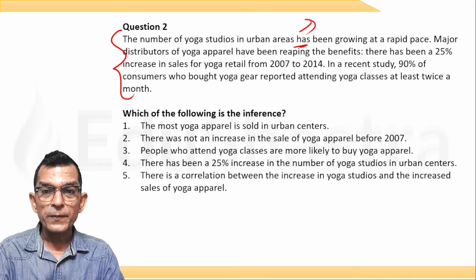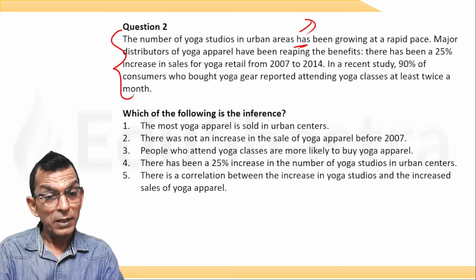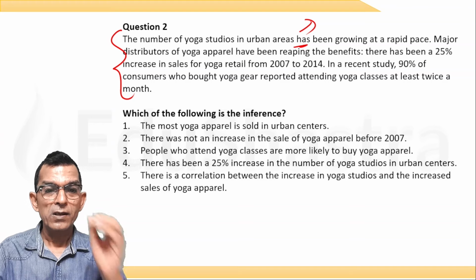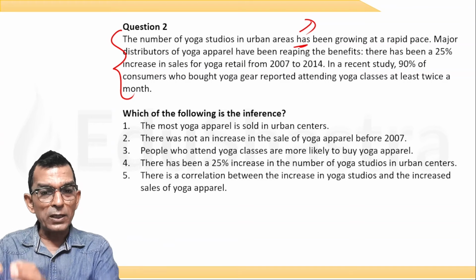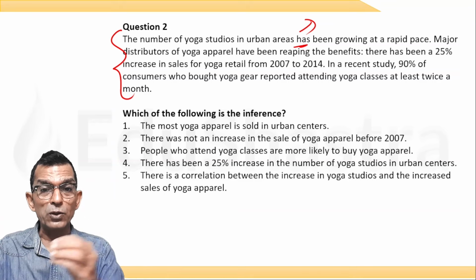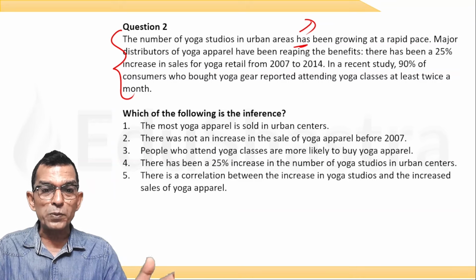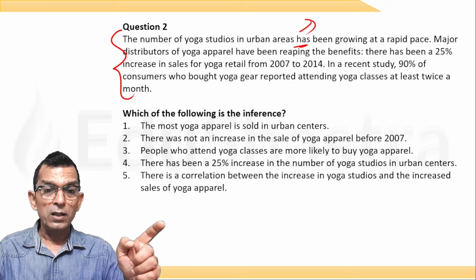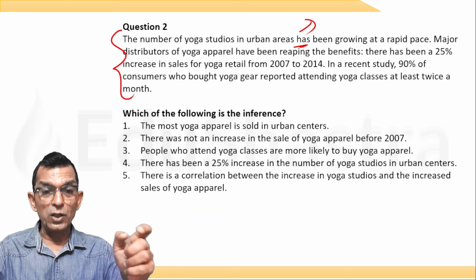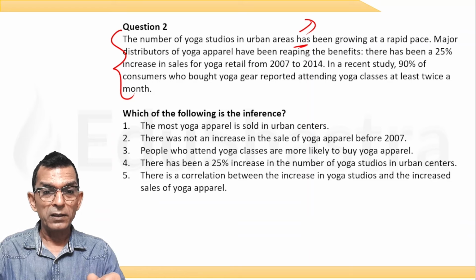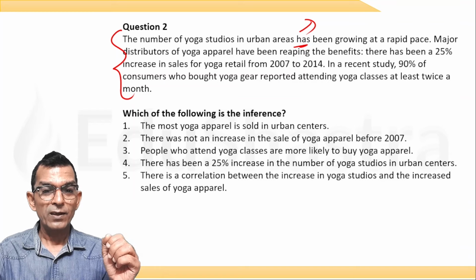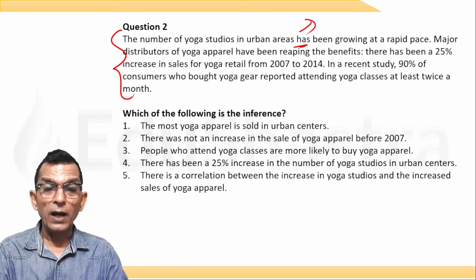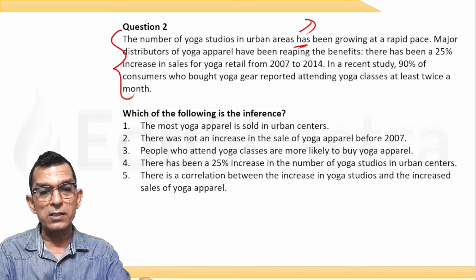All those pieces of information, they are given for what? Benefits. Get my point, beta? Samajh mein aaya? Kunal, what all the pieces of information that is given, that is 2007 to 2014, 90% or all those pieces of information are about the number of yoga studios increasing or the yoga apparel distributors benefiting. Then you understand. Okay? Then the first line is only benefited. Absolutely. Okay, in the light of that, if you think about the answer, you will get them.